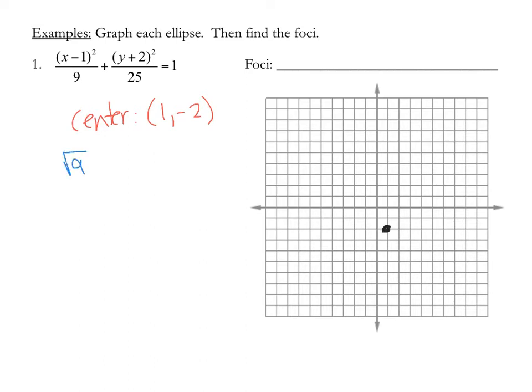Then I'm still doing the square root of the denominator, which is 3 in the direction of the numerator. X is in the numerator, so this means I'm going left, right, 3. 1, 2, 3. 1, 2, 3. And then same thing with the other denominator. Square root of 25 is 5, but that one has y on top, so that means I'm going up and down 5. 1, 2, 3, 4, 5. And then we'll go ahead and draw the ellipse through those points.